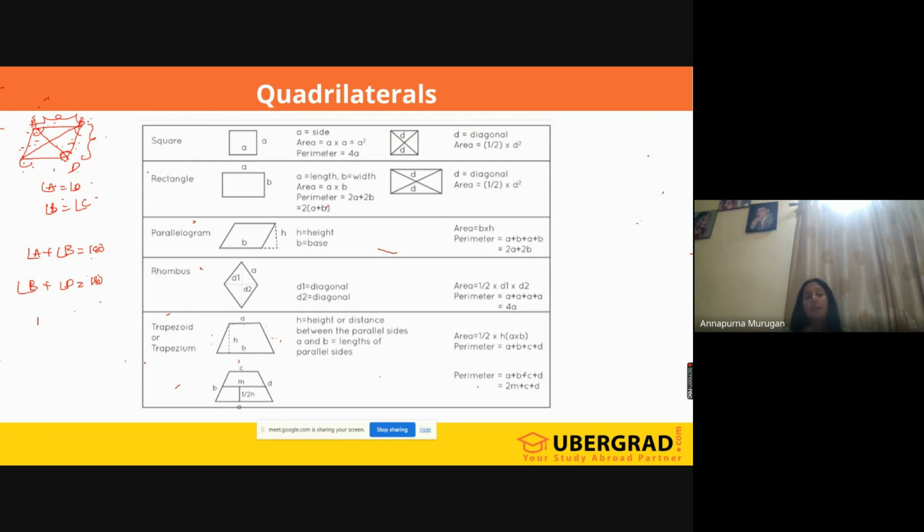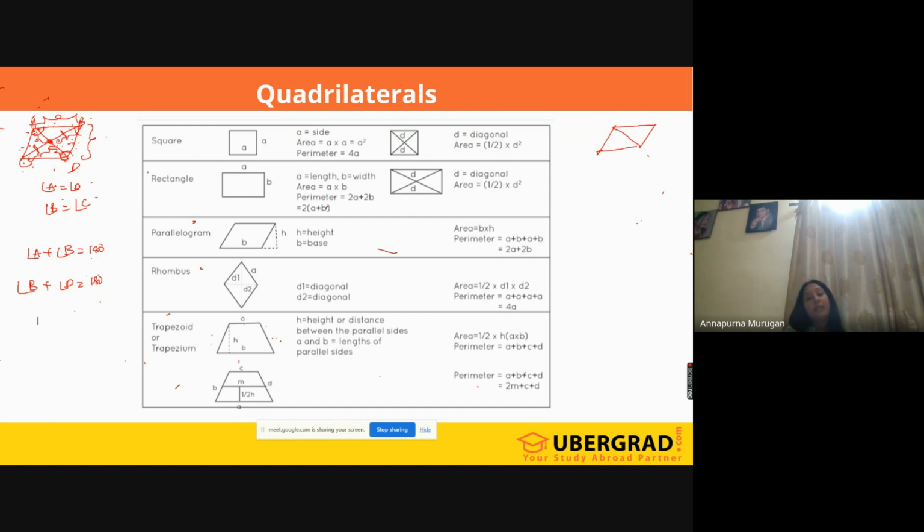But one thing you need to notice here: at the point of intersection, what happens? Each of the diagonals gets bisected. That means the diagonals intersect in such a way that this length is equal to this length, whereas this length is equal to this length. So when I draw one more diagonal, this diagonal gets equally divided.